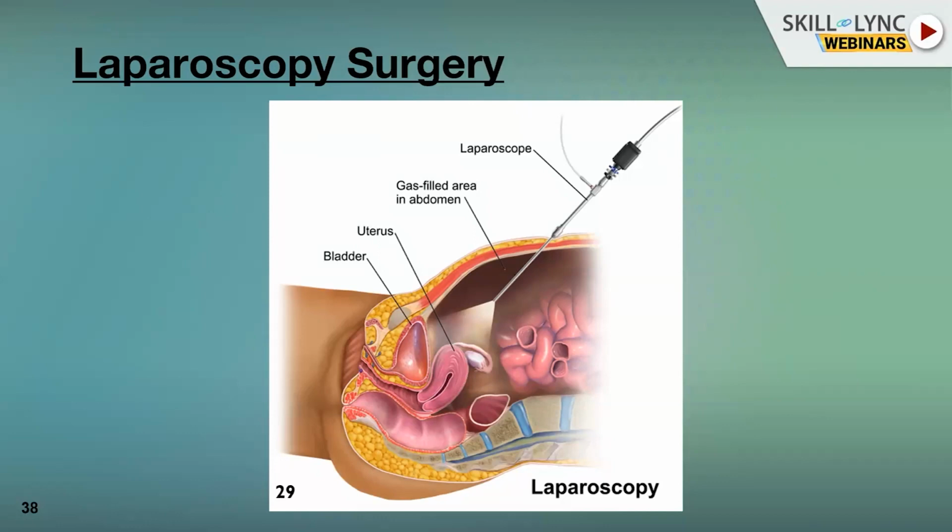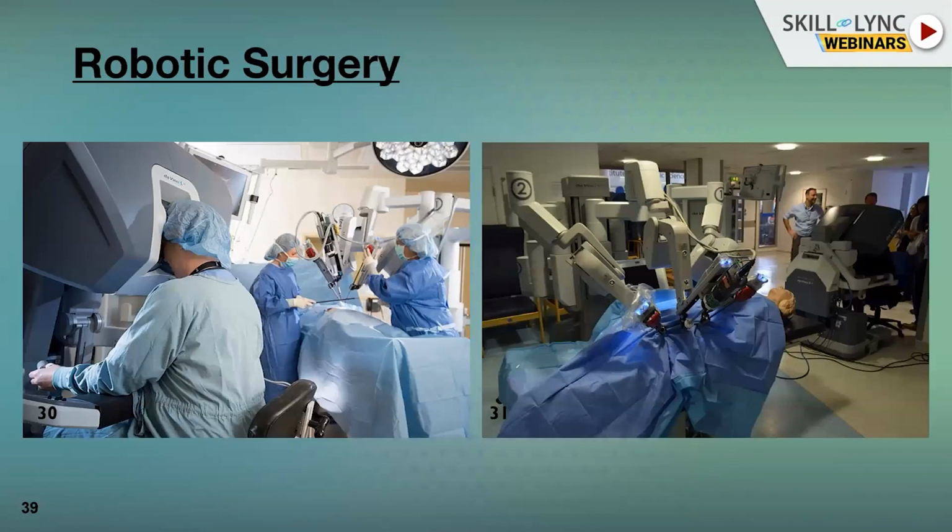Okay, clear? Then let's talk about the robotic surgery. Robotic surgery is very similar to laparoscopic surgery, but the only difference is you use robotic equipment in order to do this laparoscopy surgery. So here in this first image, you can see that you have two nurses who are placing the telescope and the working materials, right? Then the doctor is sitting on a console.